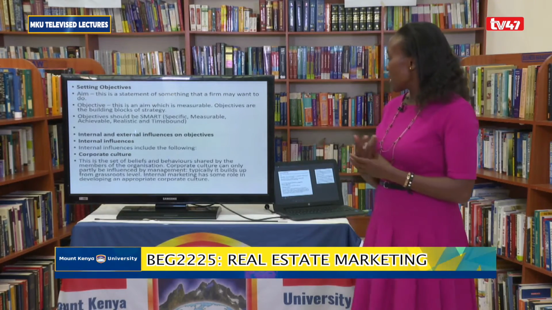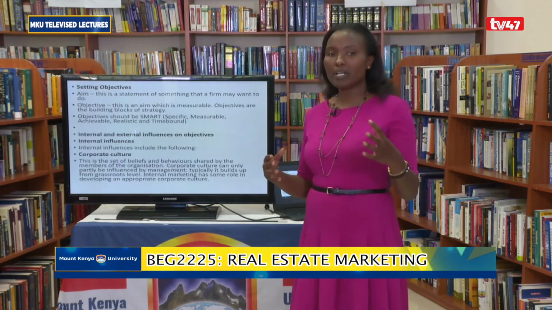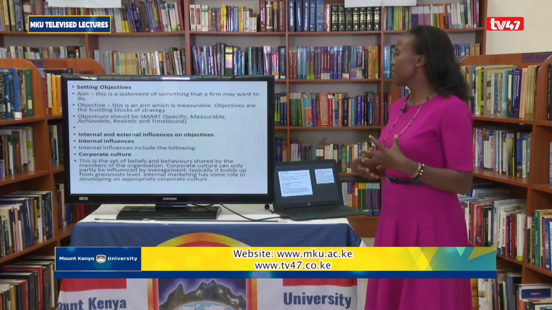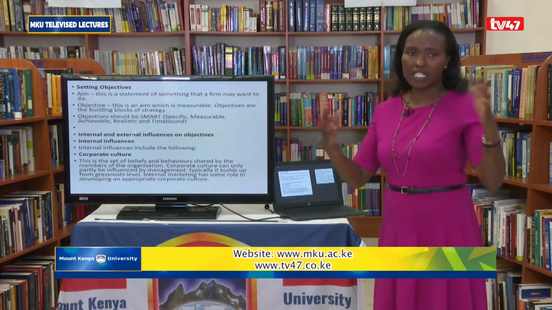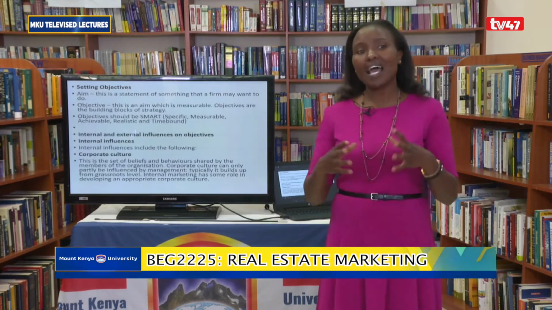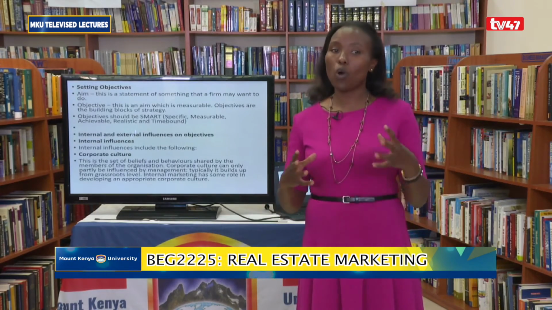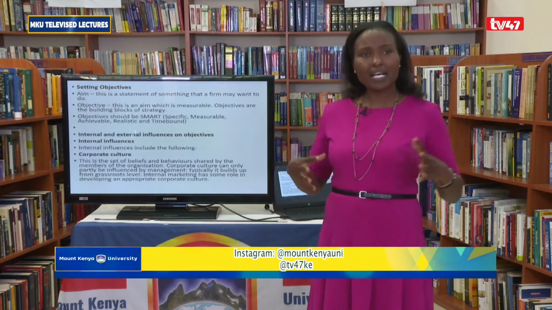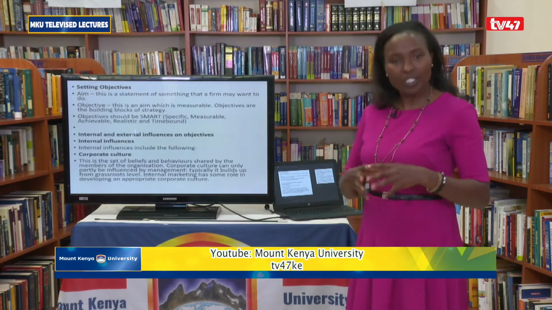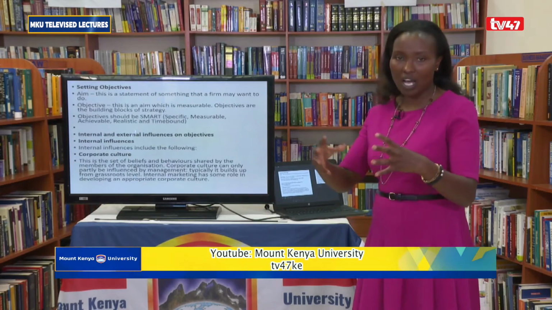So one of the internal influences for corporates includes corporate culture. Corporate culture is the beliefs and behaviors shared within an organization. So what are the core beliefs in that organization? And I would like you to identify what the core beliefs within MKU are. What are the things that, when you get into MKU, you know that you're in MKU? What are those things that make our culture our culture?